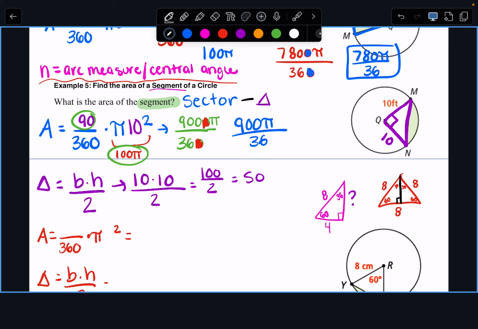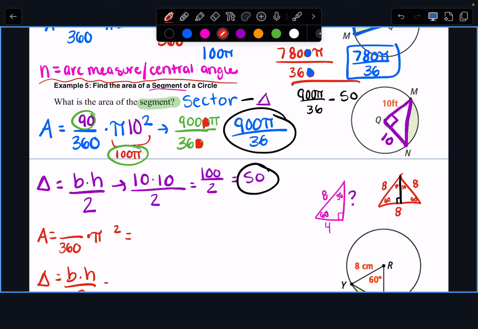So we have the area of our sector. We have the area of our triangle. To find the area of the segment, we're going to subtract those two. So my final answer is 900 pi over 36 minus 50. That right there, we're not even going to simplify. We're just going to leave it exactly how it is.